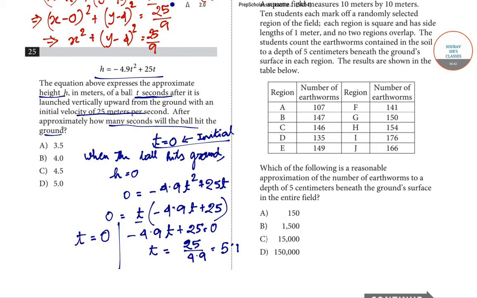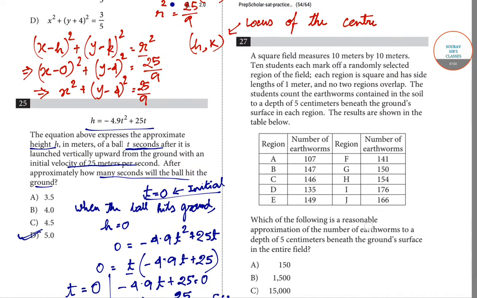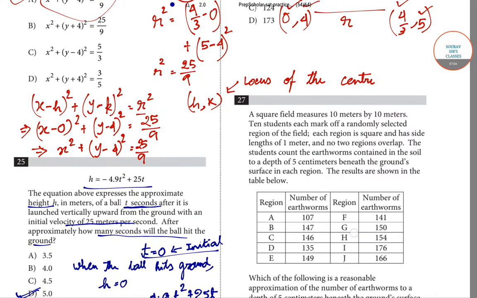So the question, after approximately how many seconds will the ball hit the ground again, the nearest option to 5.1 among these 4 options is option D, that is 5. So this was the solution for question number 24 and 25.